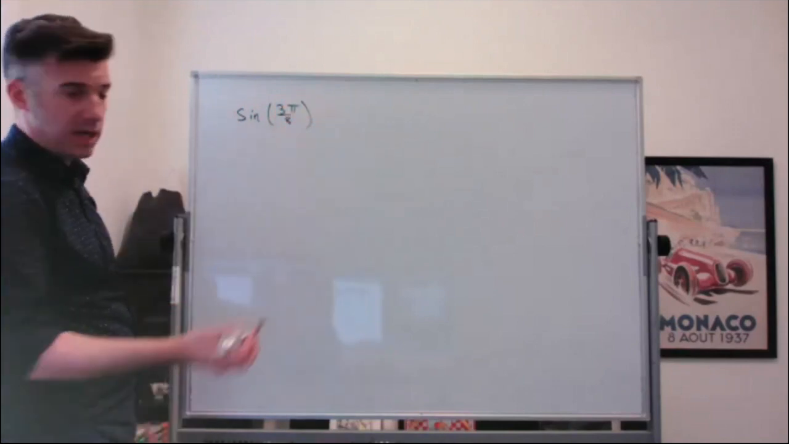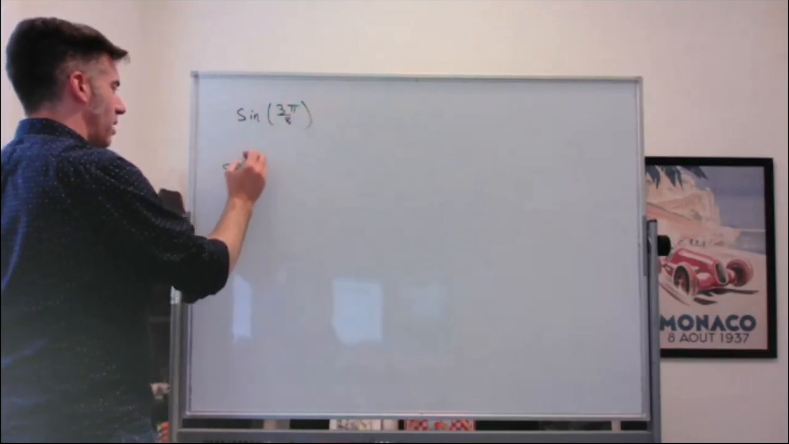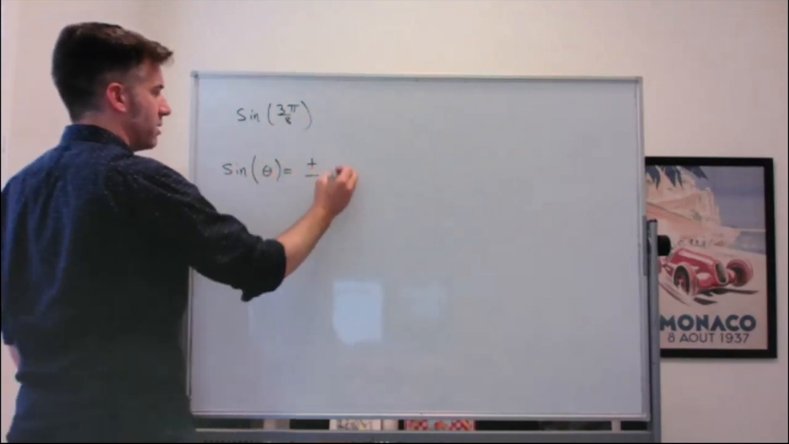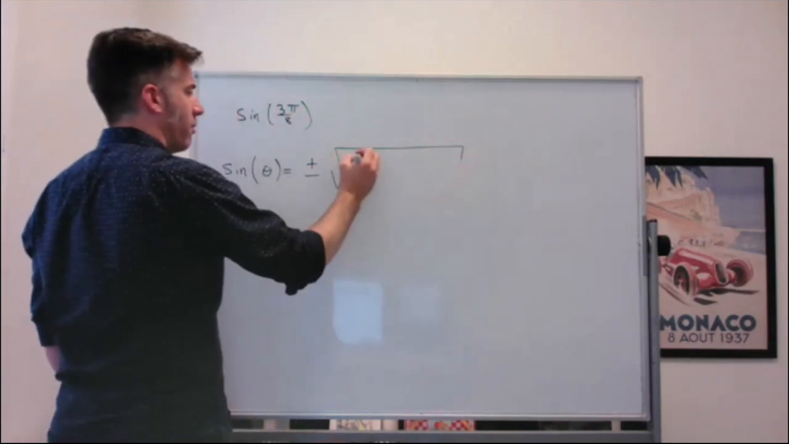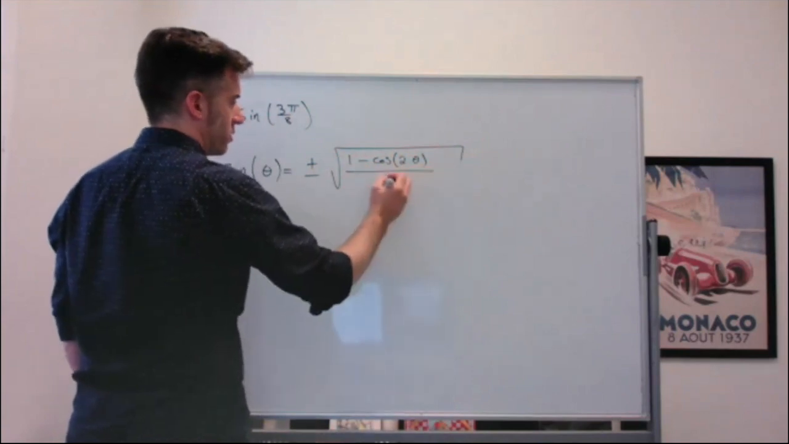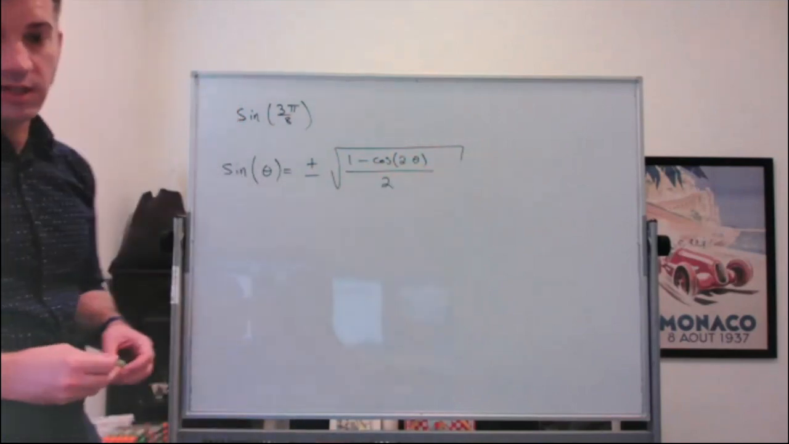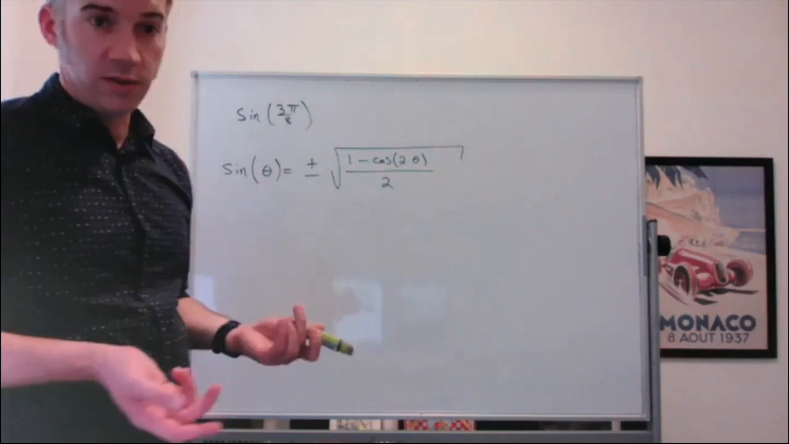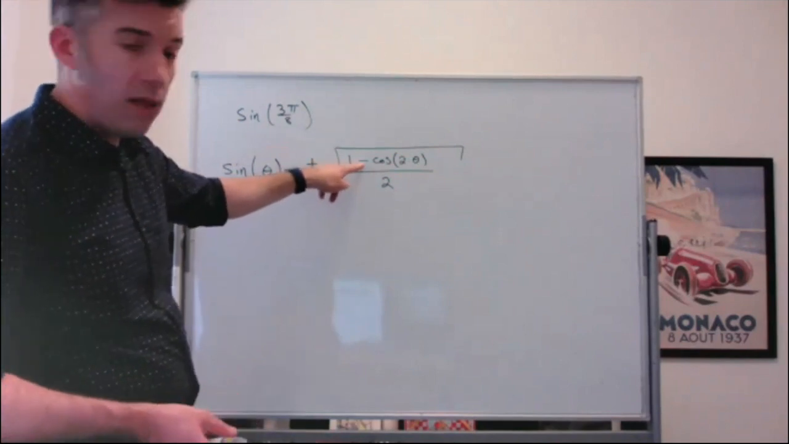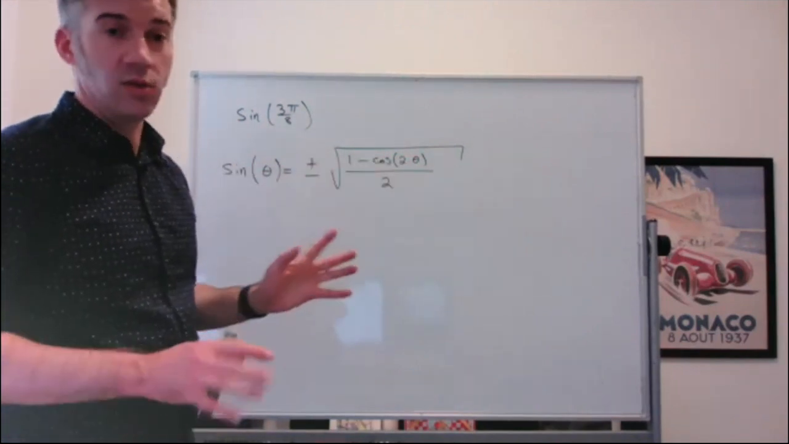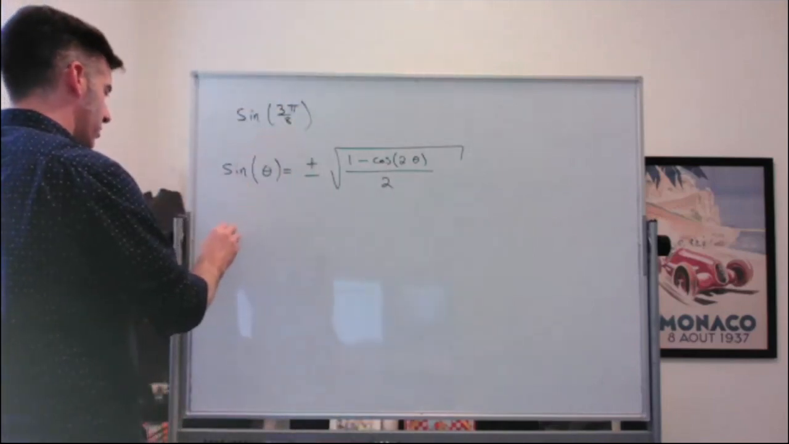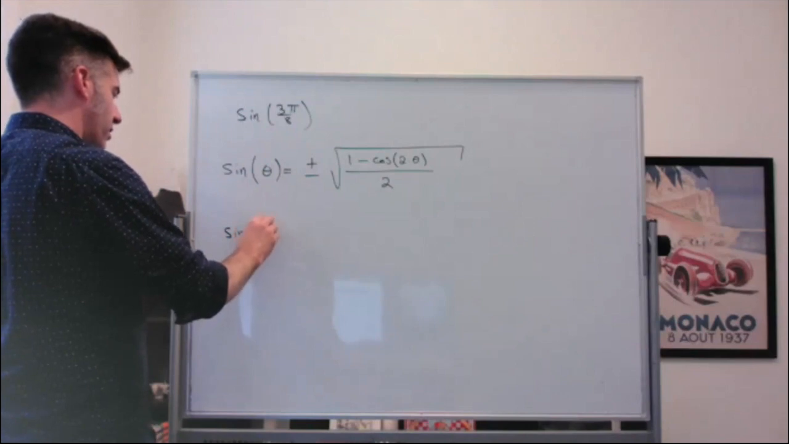The half angle formula for sine is that sine of theta equals plus or minus the square root of 1 minus cosine of 2 times theta, over 2. The only difference between the formula for sine and the formula for cosine is that if it was cosine of theta, it's plus or minus the square root of 1 plus cosine of 2 theta all over 2. That's the only difference though. So if I want to find sine of 3 pi over 8, I'm just replacing theta with 3 pi over 8.